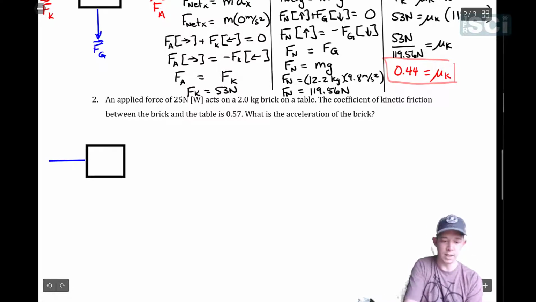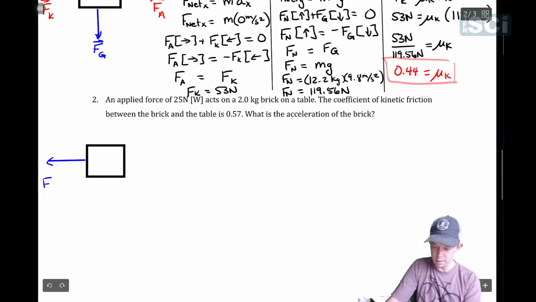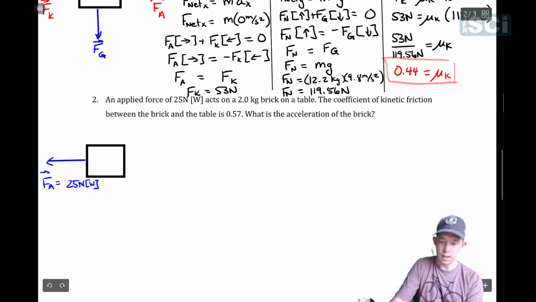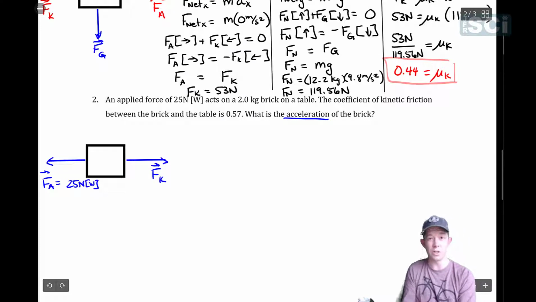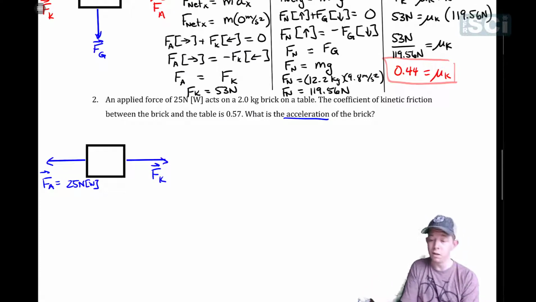That's going to be my applied force. So my applied force is, what was it told to me as? 25 newtons, and it's west. I have, in this case, a frictional force. We don't know if it's larger or smaller, but it is moving. So we have a kinetic friction force because we were asked to find the acceleration. That means that it must be moving, which is going to act towards the east.